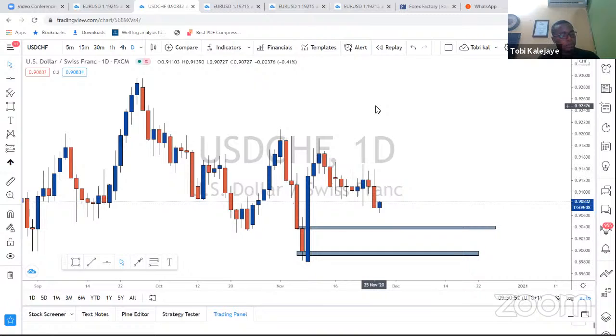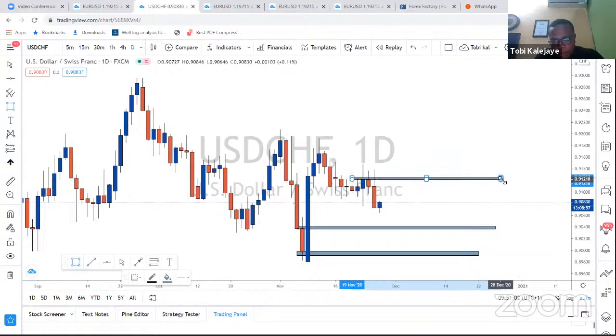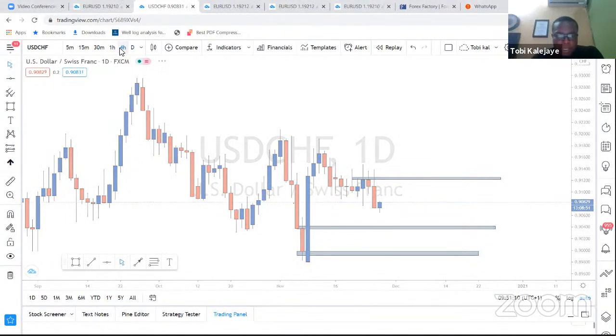All right, so then at the top side, what do I expect? I will mark out this level for price. So let's go down to H4 and look for where we can start making our entries into this trade.